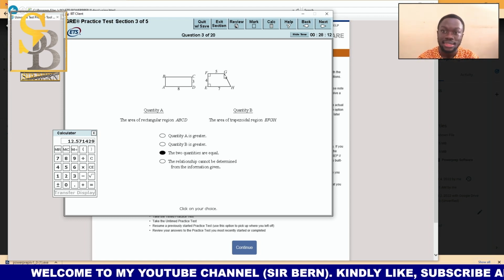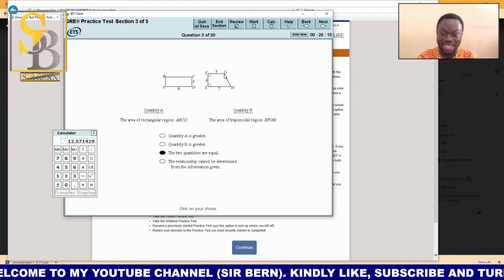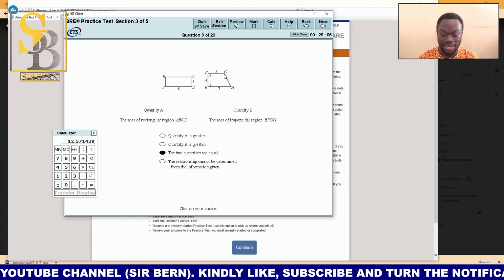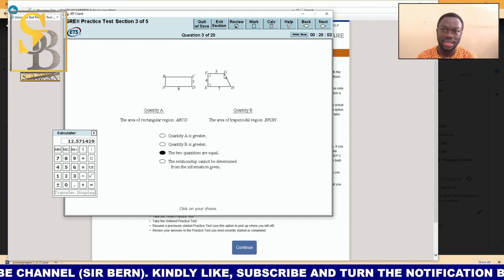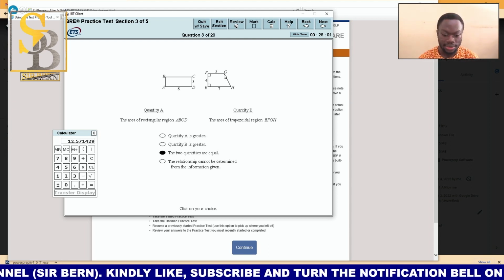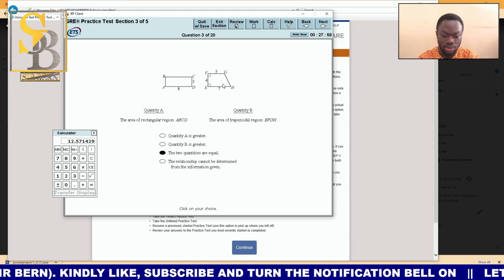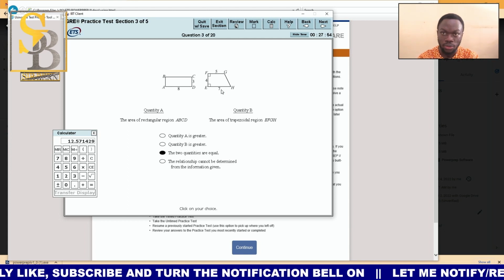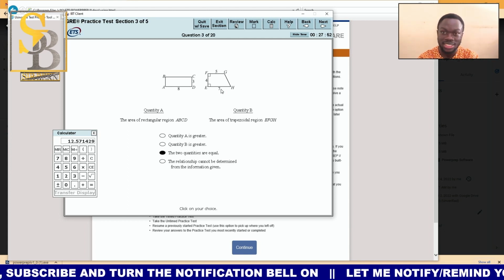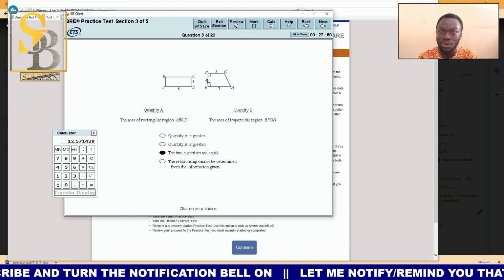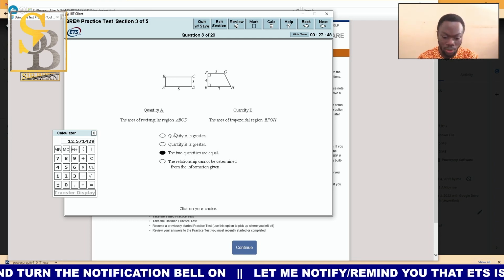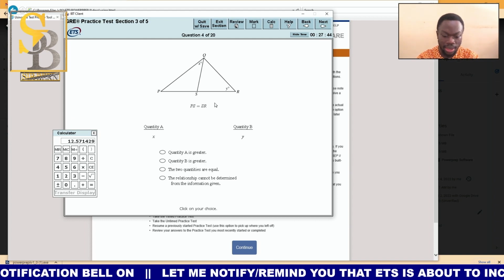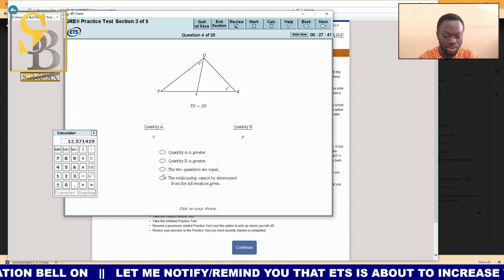But nevertheless, the area of a trapezoid is half times the sum of the parallel sides times the height. So half, the sum of the parallel sides 5 plus 7 giving us 12. Half of 12 is 6. 6 times the height 4 gives us 24. So the 2 quantities are equal, and we can choose 'the 2 quantities are equal' as the answer. Then we move on.